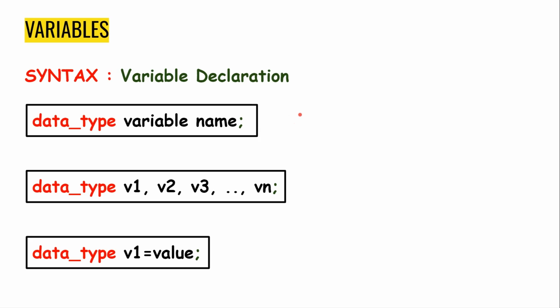We have a few variable declaration methods. See the first syntax: data type, then the variable name. For example, int a. The statement has to be terminated by a semicolon. The second syntax: if you have a list of variables, they can also be declared in a single statement, like data type followed by the list of variables v1, v2, up to vn. For example, int a, b, c.